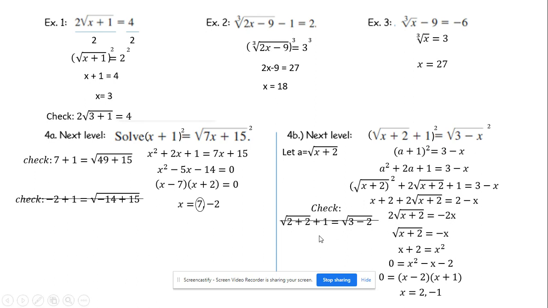Let's check if negative 1 works. Negative 1 plus 2 is 1. The square root of 1 is 1 plus 1 is 2. So this side comes out to be 2. 3 plus 1 is 4. The square root of 4 is also 2. So that one worked. So negative 1 is the real solution. 2 is an extraneous solution, so it's not really counting as a solution.